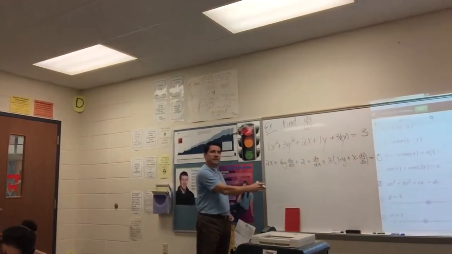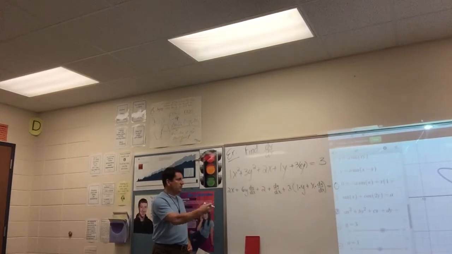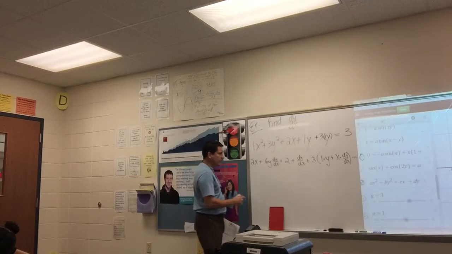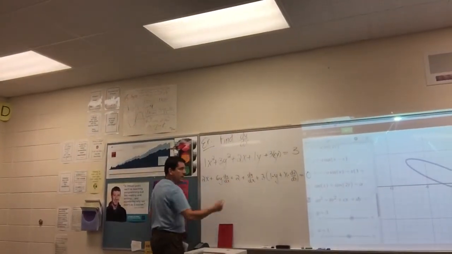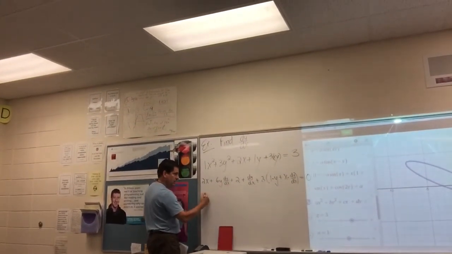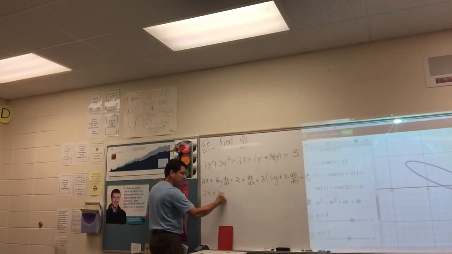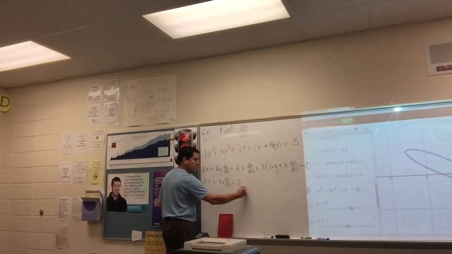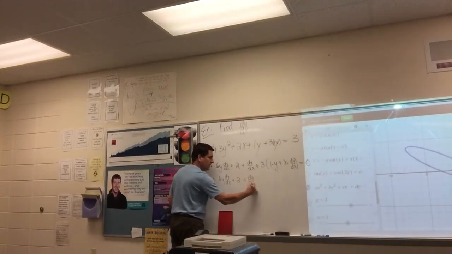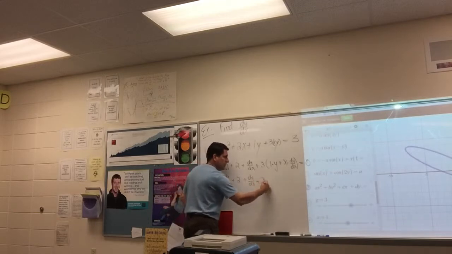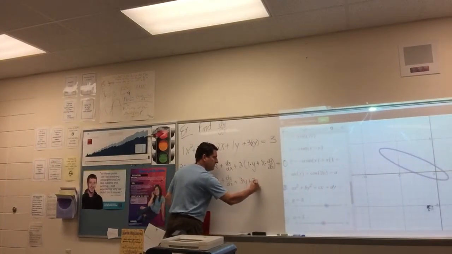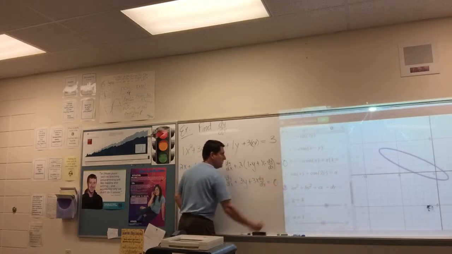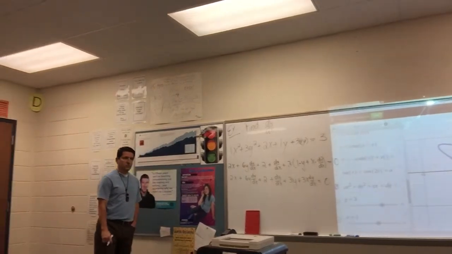So that's the calculus step. Now we're just going to do a little algebra. So we're going to solve for dy dx. So I'm going to just rewrite this term and distribute the 3. So 2x plus 6y dy dx plus 2 plus dy dx plus 3y plus 3x dy dx is equal to 0. All I did was distribute the 3.